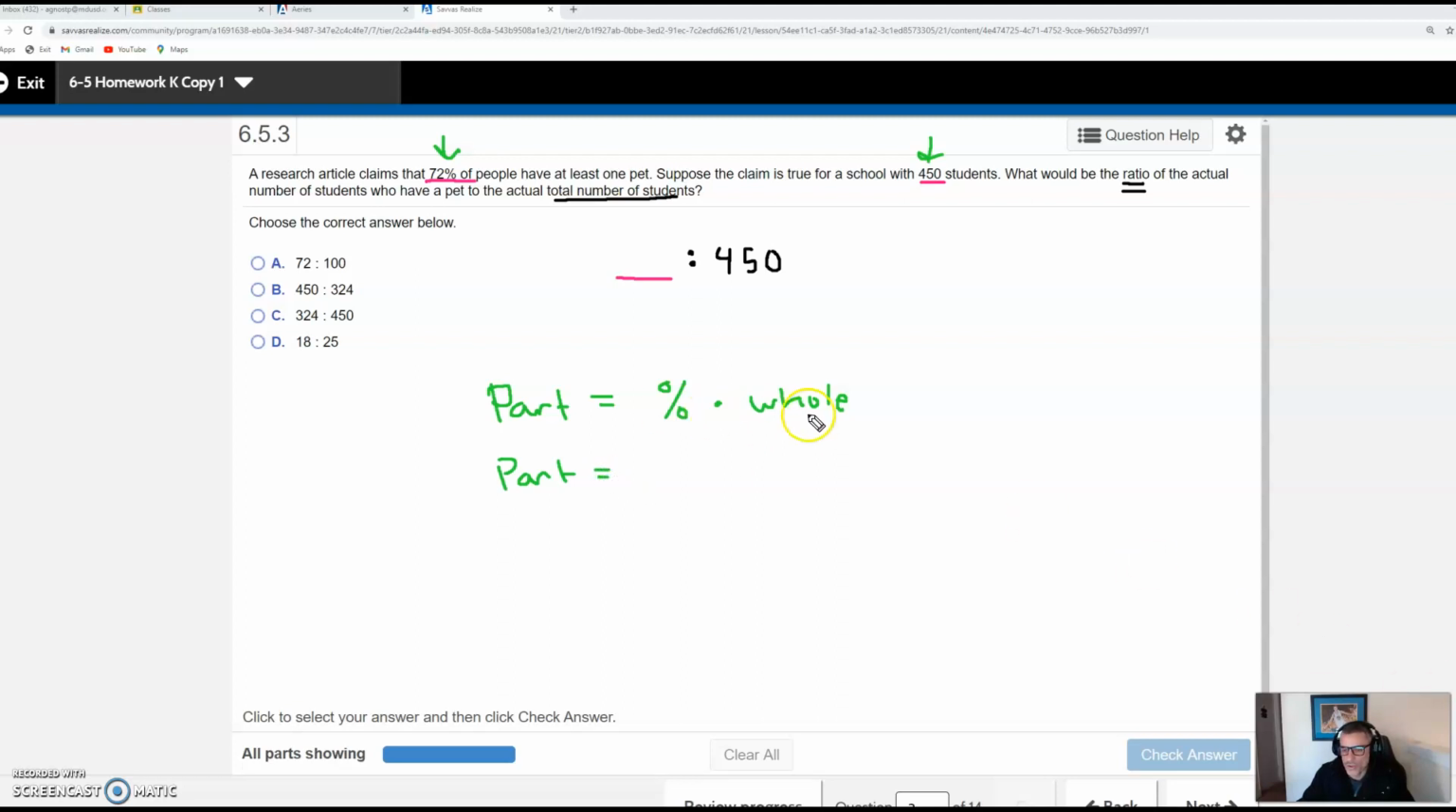All right, when you use the percent equation, you have to convert this percent to a decimal. You can't leave it in percentage form. So 72% as a decimal is 0.72. Multiply that by my whole number, which is 450. And then when I multiply these two together, we get that the part, remember our part in this situation is the number of students that have pets, is 450 times 0.72, 324. So 324 students have a pet.